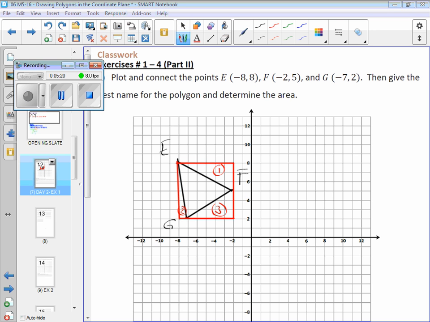Liam, what do you got for the whole entire square? 36. Agree? 6 by 6. Watch what I'm going to do. Right on the plane itself, make 36. Probably should have color-coordinated my triangles differently, but we're okay. 36, and I'll make a note that this is the square. Do it right on here. It's easier than having to flip back and forth.